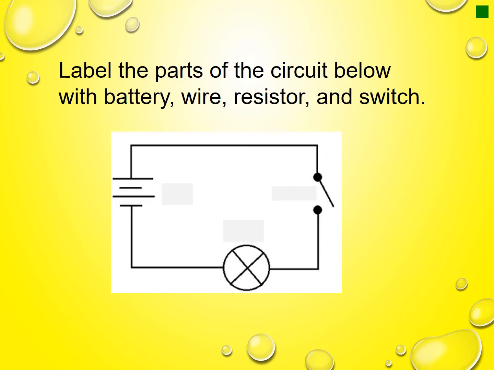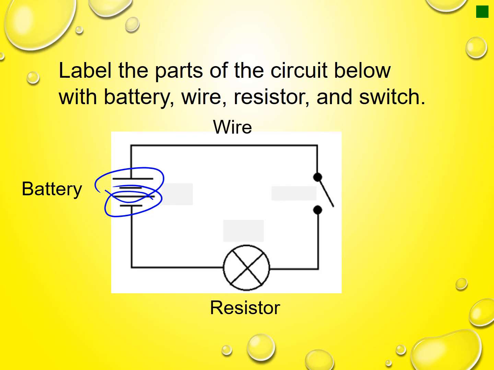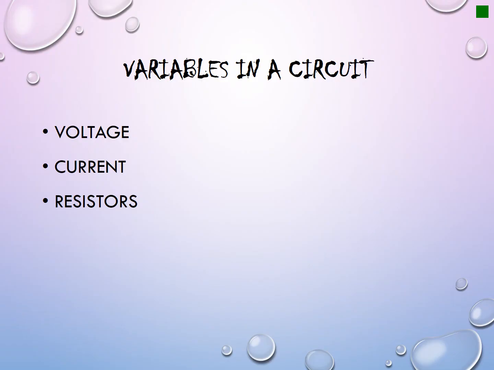Okay, so let's label the parts of the circuit here. Everybody look at this diagram, and we have the battery. How many sources would you say? I would hope you would say 2. 1, 2. Okay, let's try the next one. Here's your wire. Here's your resistor. And here is your switch. Once again, I like the resistor being a circle with lines through it. Pretty easy.